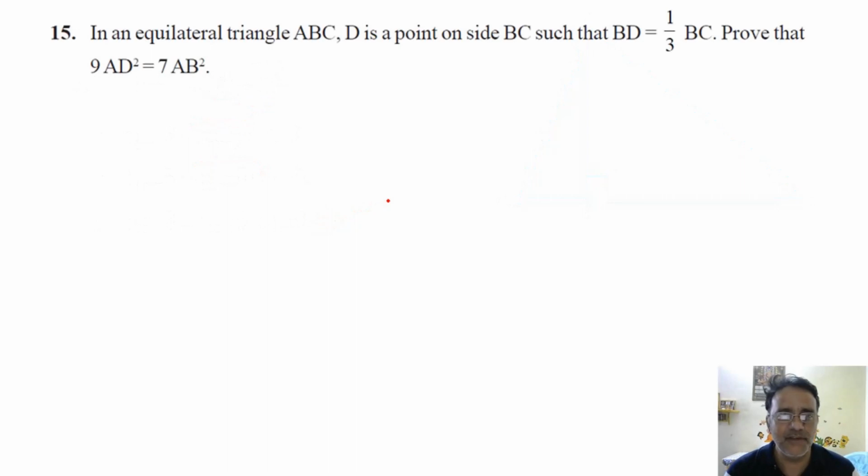Okay, now we are moving towards the 15th question. This is very very important. काफ़ी बार बोर्ड एग्जाम में आ चुका है, 2018 में भी आया था ये क्वेश्चन, 19 में आया था शायद. In an equilateral triangle ABC, D is a point on side BC such that BD is 1/3 of BC. Prove that 9 times AD square is equal to 7 times AB square.